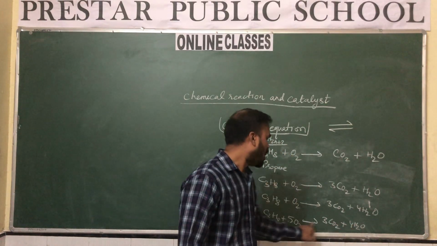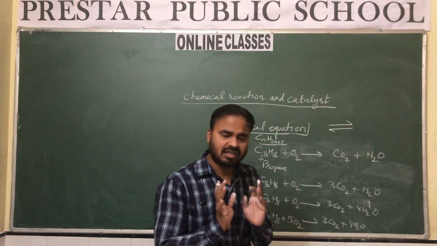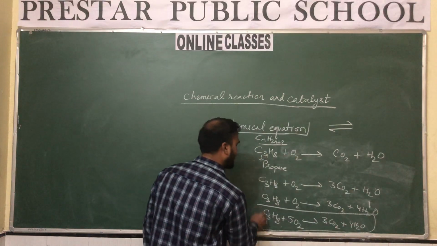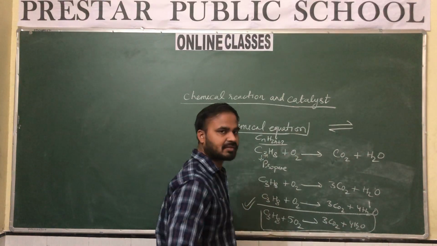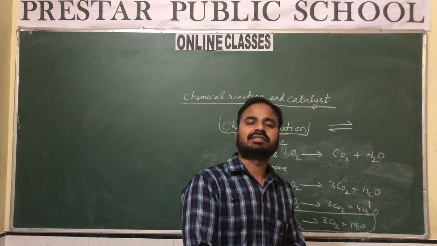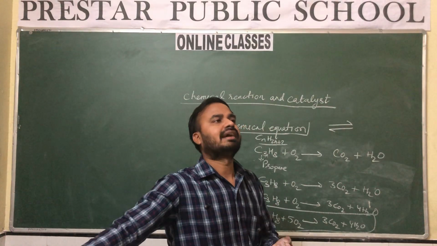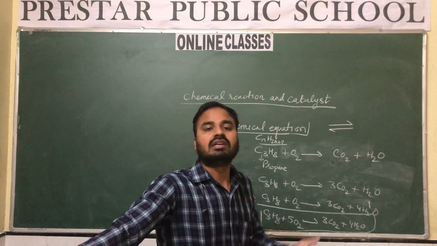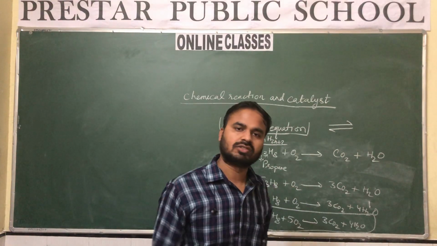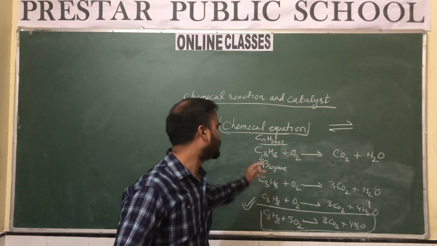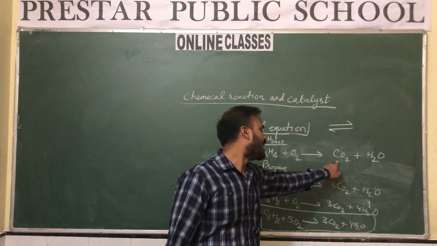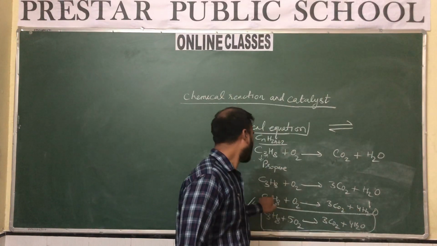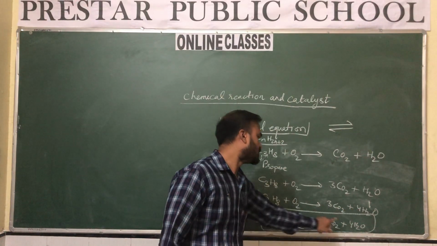Now you can check whether the number of atoms are the same or not. So it is a balanced equation. The steps I have told: first, except oxygen and hydrogen, balance all the other atoms, then hydrogen, then oxygen. This is the way to balance. First I have balanced carbon, then hydrogen, then at last oxygen.